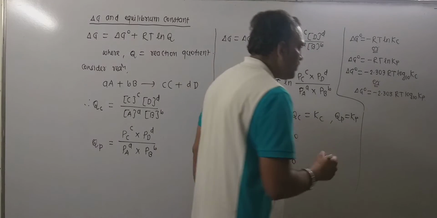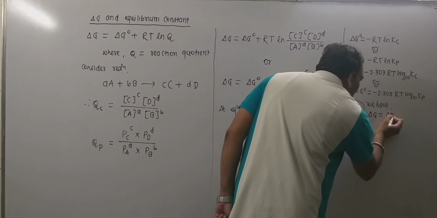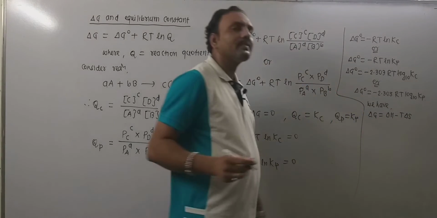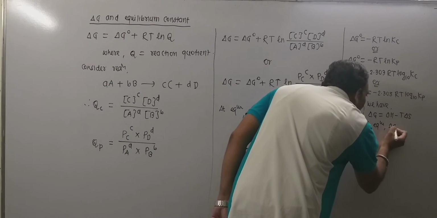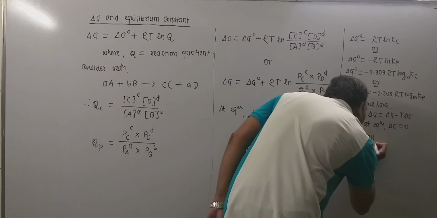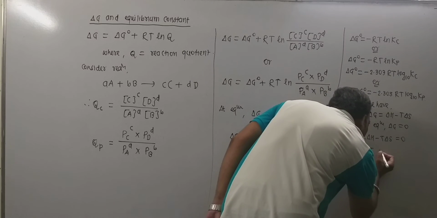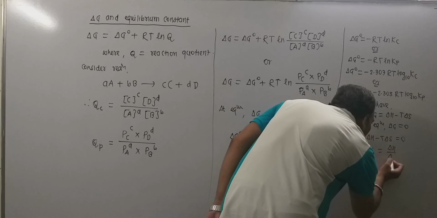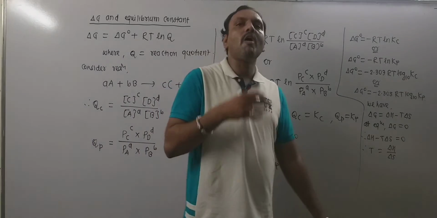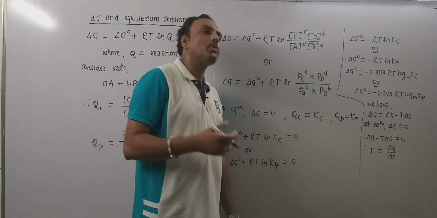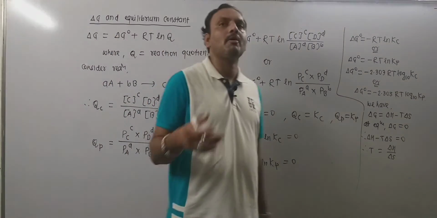Now we also have delta G = delta H minus T delta S. We know very well that at equilibrium delta G becomes 0, thus delta H minus T delta S becomes 0, thus T = delta H upon delta S. Now this T is the temperature of equilibrium, and it is the crossover temperature between the spontaneous and non-spontaneous behavior of the reaction.